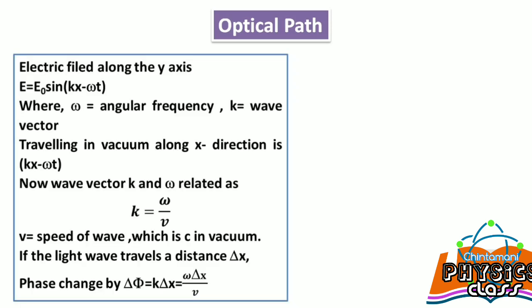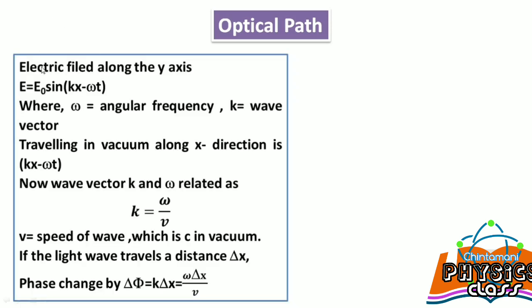In the previous lecture, we studied the concept of interference, Young's double slit experiment, and the condition for a steady interference pattern. Now, in this video lecture, we study another topic. The first topic is optical path. What is meant by optical path?